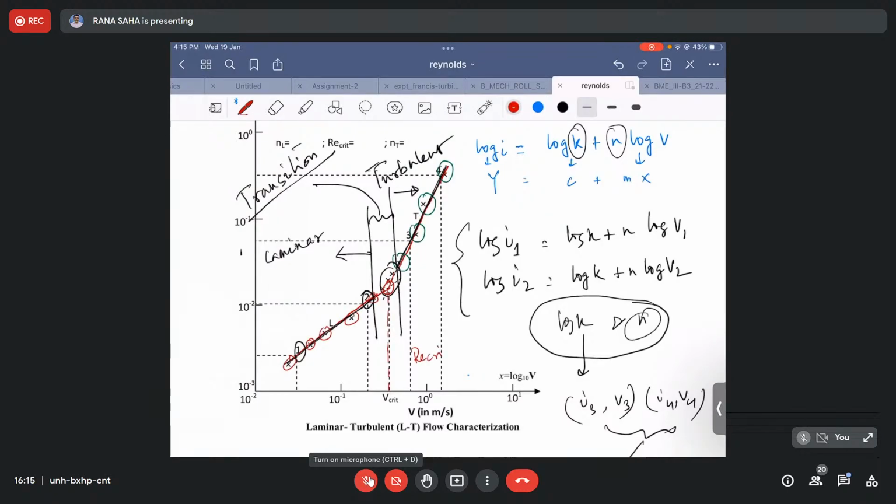So Re critical will be your V critical d over nu. You need to write this down in your report and how you have obtained it. You need to show it in the graph also, the way by which you have located the critical velocity. Okay, so this is about the entire experiment.